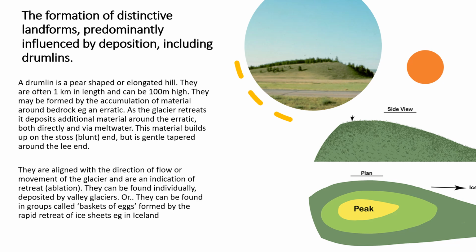They are indicators of the direction of flow of the glacier, and where you find multiple of them, they might show you the direction of movement of an ice sheet, in which case where you get lots of them, they're called a basket of eggs. Recently in Iceland, they've identified the formation of this happening as we've had rapid deglaciation due to climate change and increasing atmospheric temperatures. So scientists are quite interested in what's happening with these and how they indicate that kind of rapid deglaciation.